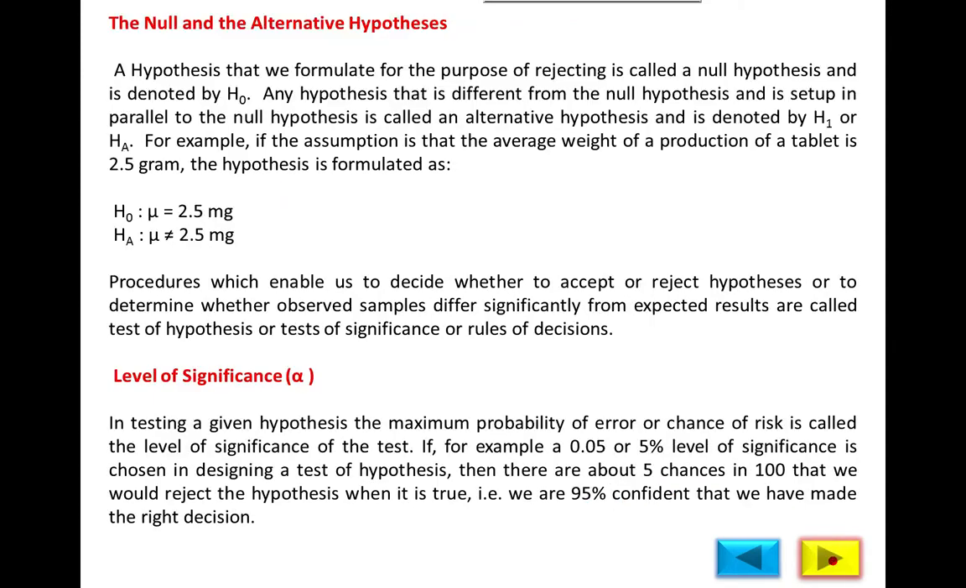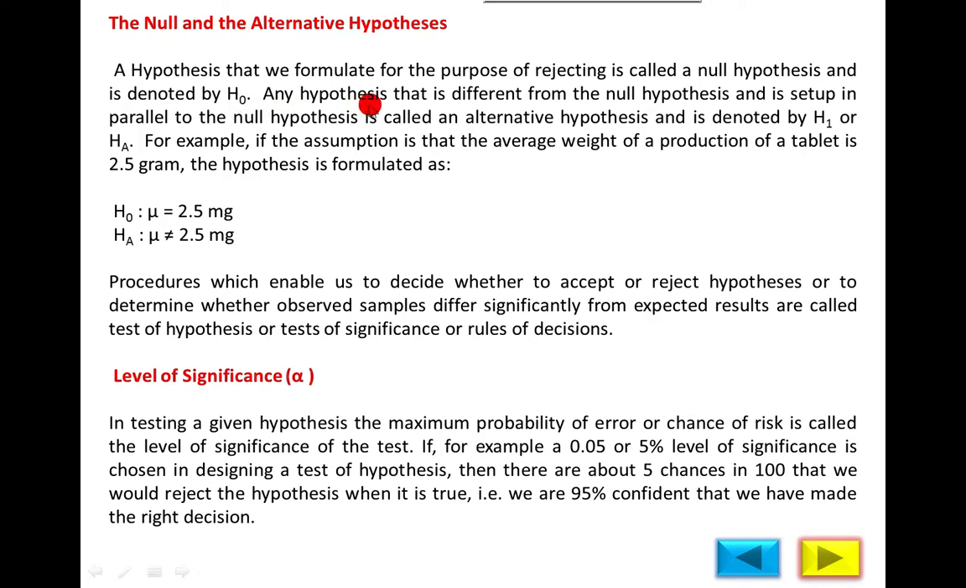Next definition, the null and alternative hypothesis. May or may not be true means there are two different types of hypothesis. A hypothesis that we formulate for the purpose of rejecting is called a null hypothesis. First we suppose that it is true and then check whether it is true or wrong. So a hypothesis formulated for the purpose of rejecting is called the null hypothesis and denoted by H naught.